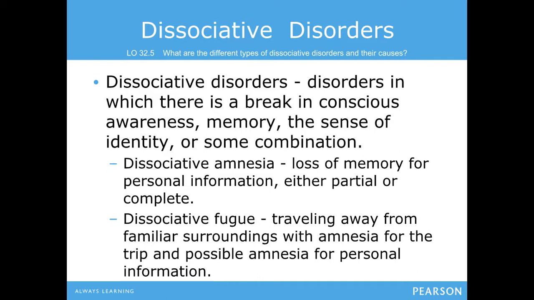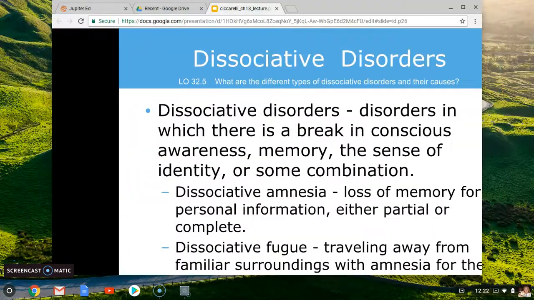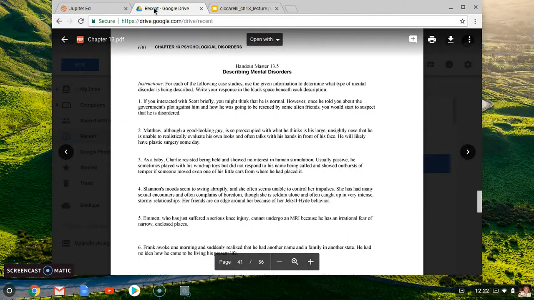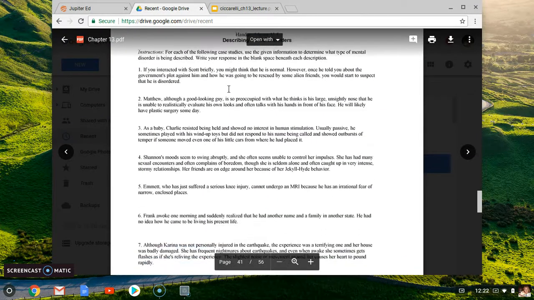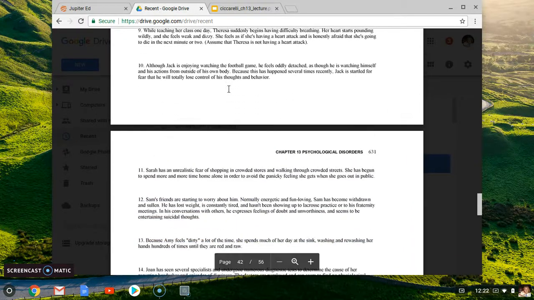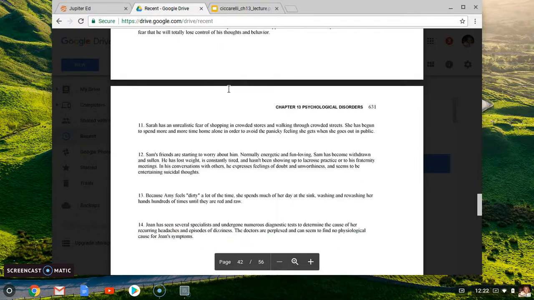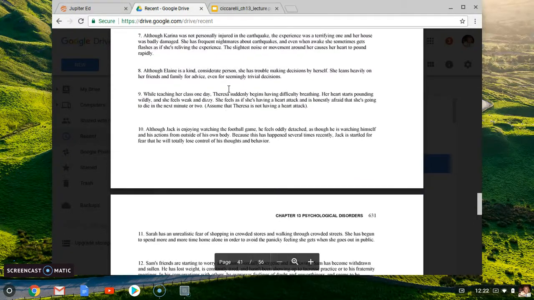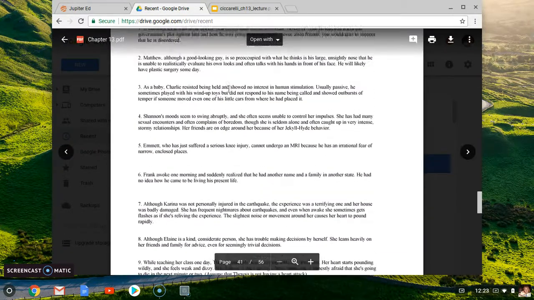For now, I'd like you to take this information as well as go into the book in chapter 13, module 32 as well. Take your time to go through some of these. Again, do not do 2, 8, 9, or 11. Don't do those, but do all the other ones. Try to do at least 5 tonight.